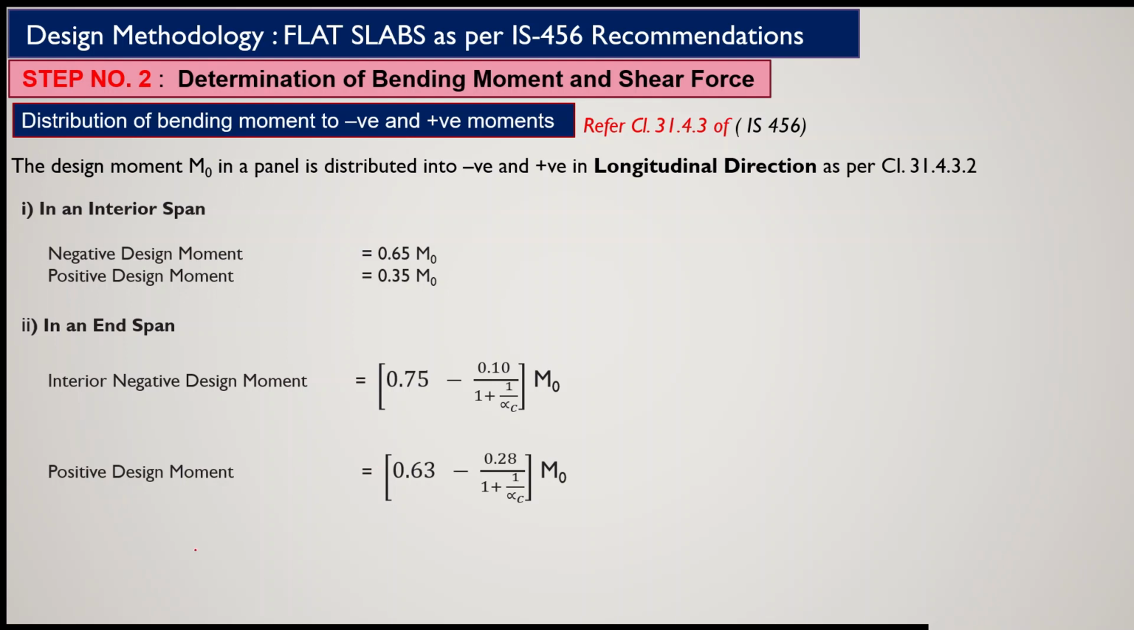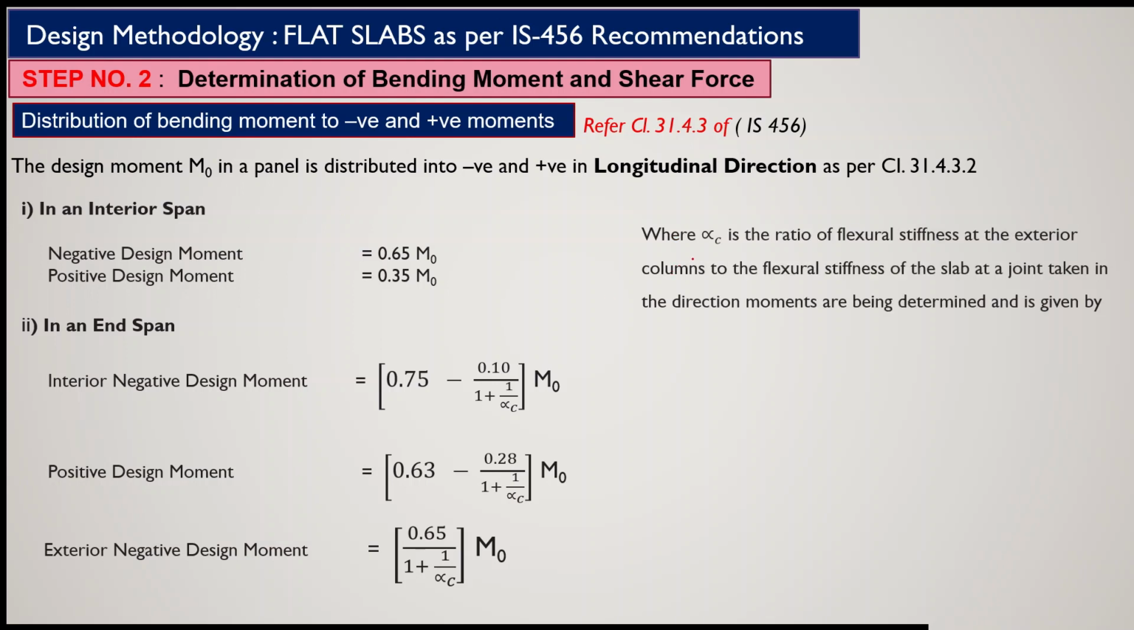Then the positive design moment will be given by this formula. You have to put in the value of alpha c. Let us discuss what alpha c is, no problem. Then the exterior negative design moment. So for an end span we have taken two types of negative design moment and one type of positive design moment. But in an interior span, only negative design moment and positive design moment.